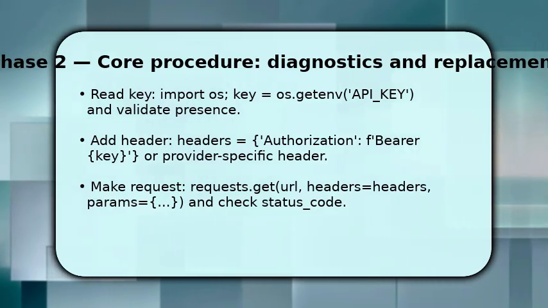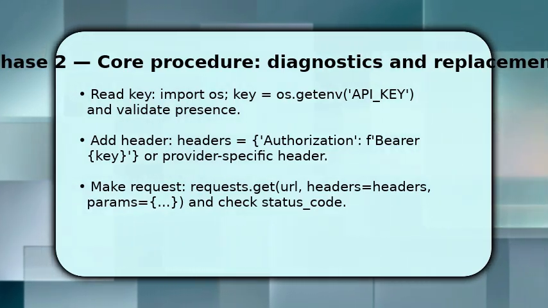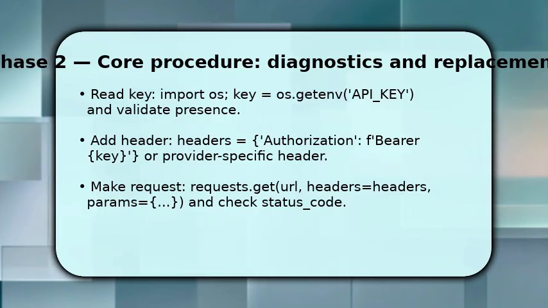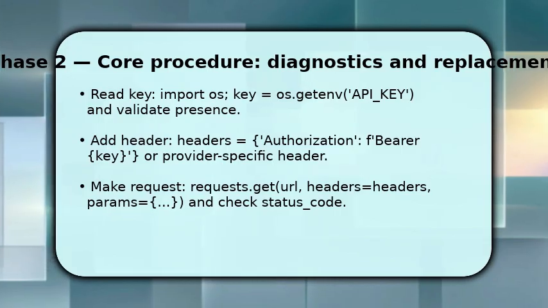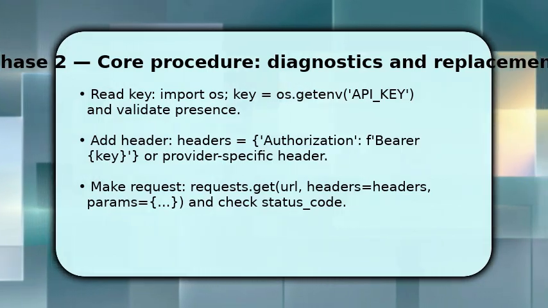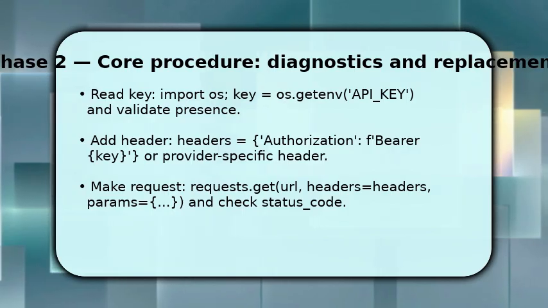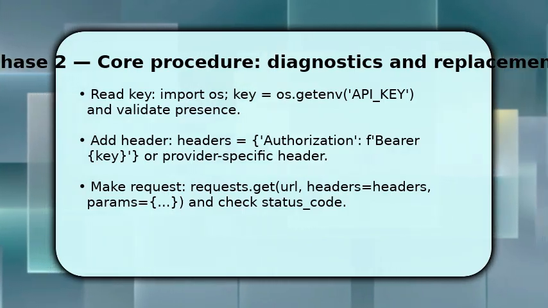Next, build the authorization header or provider-required header format. This is how the server recognizes you. Then send the request with proper params and timeouts. Use response.status_code to branch logic. Once you get a 200 series code, parse JSON, otherwise log response.